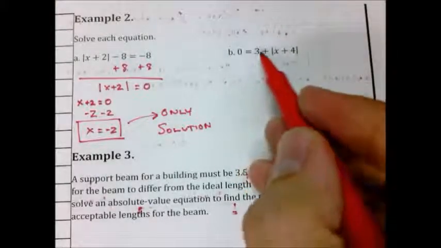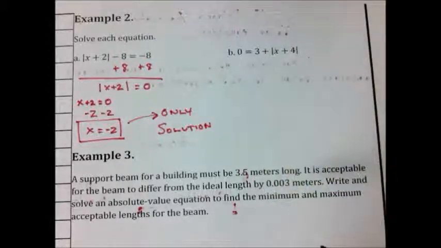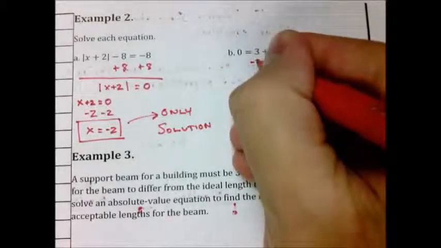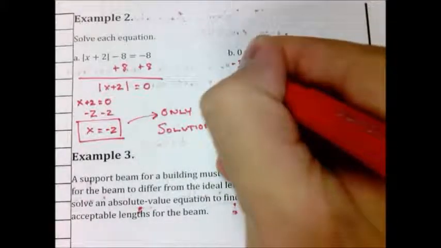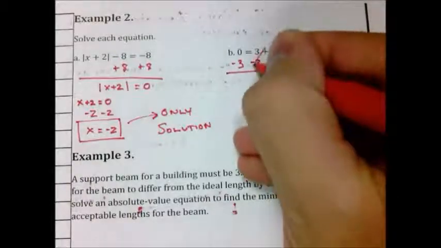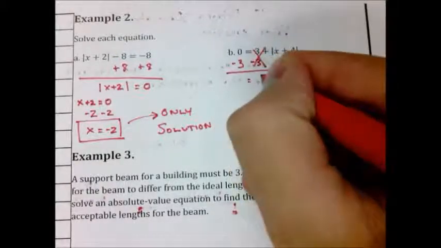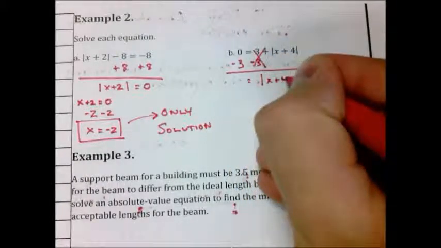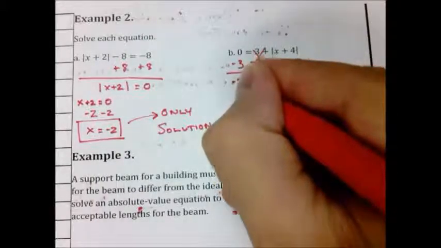We've got 0 equals 3 plus the absolute value of x plus 4. And remember, our first step says that we have to get the absolute value by itself. So we need to subtract 3, because that's a positive 3, from both sides of the equation. These will just cancel out. I'll be left with the absolute value of x plus 4 equals a negative 3.